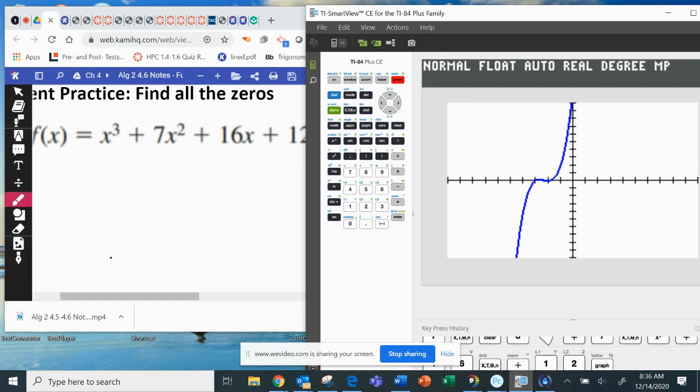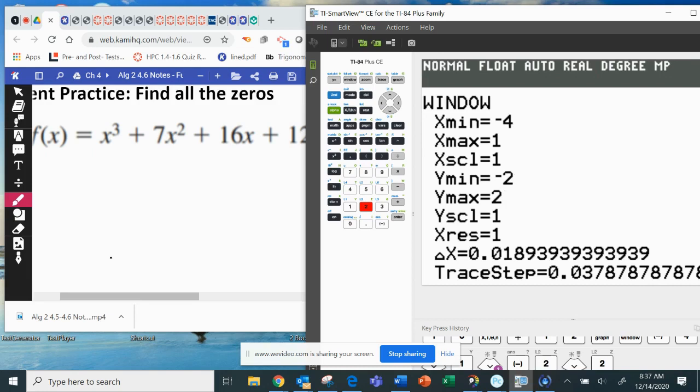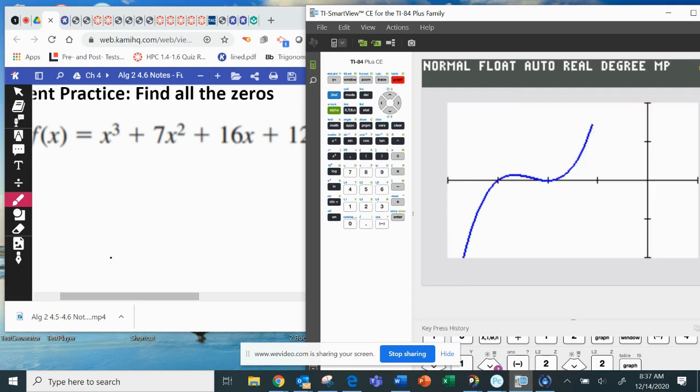When I hit graph, it's kind of hard for me to see what's going on around -3 and -2, so I'm going to zoom in around there. I'm going to change my window by going to the button at the top that says window. I'll go from -4 to 1 for my X's, and on my Y's, maybe -2 to 2, just so I can look specifically around that area. Now I can see a little better what's going on. If you can't tell what's going on, you can always use your window to change the way you're looking at it to see better.